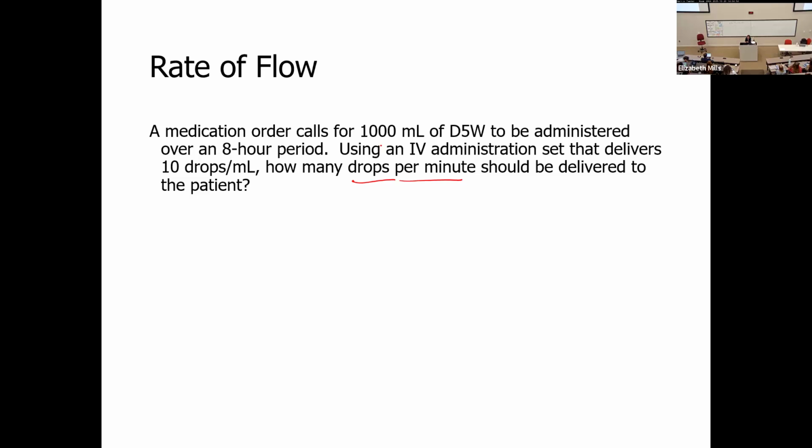So we know that we have 1,000 milliliters that needs to be administered over an 8-hour period. I just set it up as a dimensional analysis problem. You could have pre-calculated how many minutes are in 8 hours and put that here instead, but I went ahead and took the extra step to do the conversion. And we know we have 10 drops per milliliter.